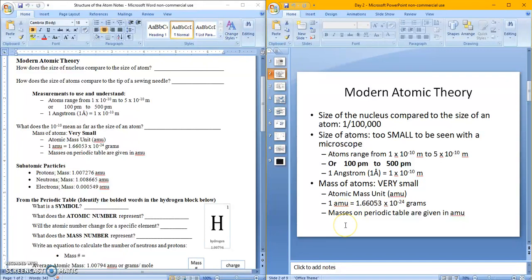Okay? So the reason why we like AMUs is because that's the mass on the periodic table. And they're so small we can't keep using scientific notation all the time. So we came up with new units. So now, angstroms is the length of an atom. Atomic mass units is what we use for the mass of an atom. Two new units that you need to know.